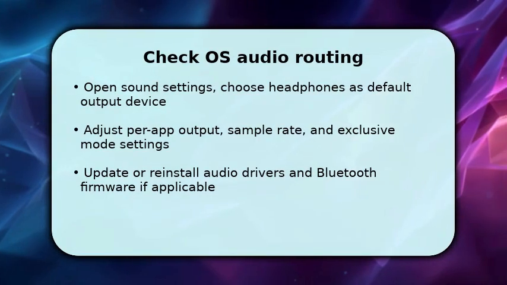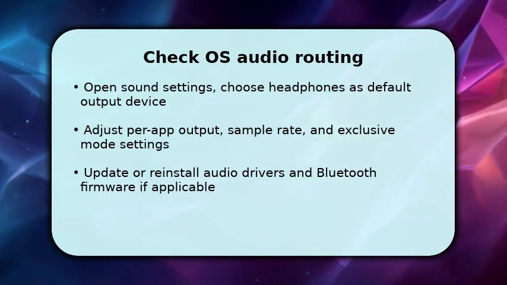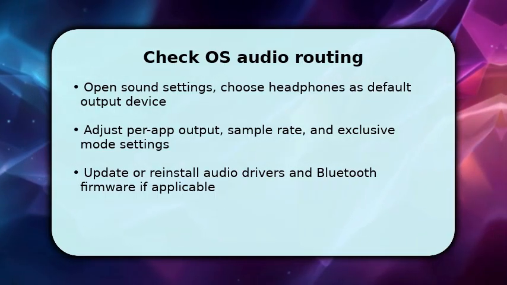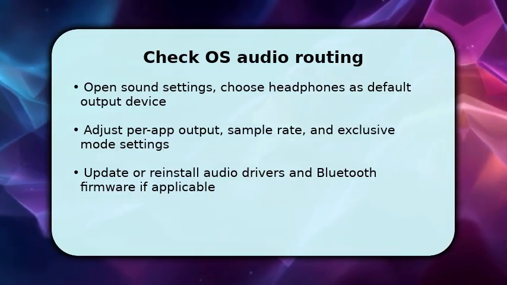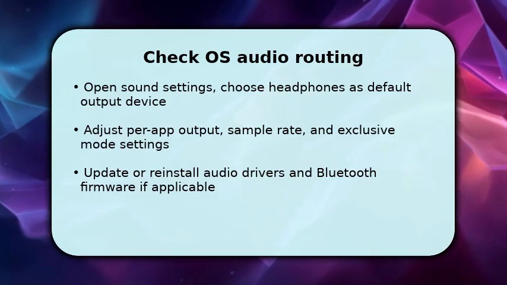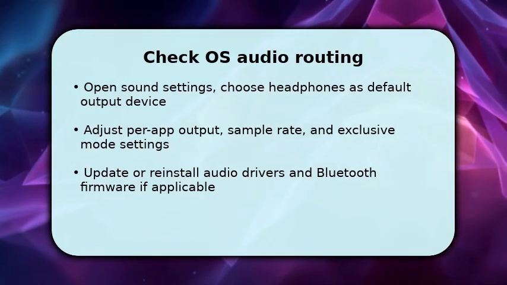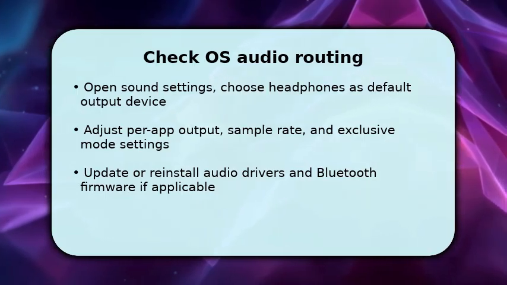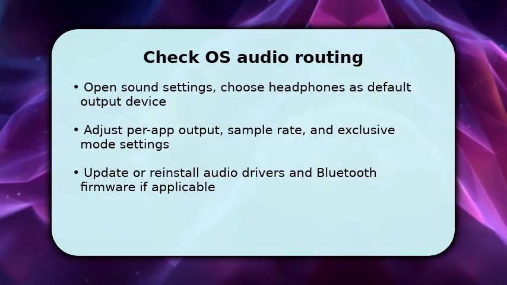Now focus on the operating system. Open sound settings and explicitly select your headphones as the default output. Don't rely on auto switching. Then inspect per application audio routing because some apps keep their own output selection. Switch those to headphones too. Make sure sample rate and bit depth match what the headset supports, and disable exclusive mode if audio disappears.